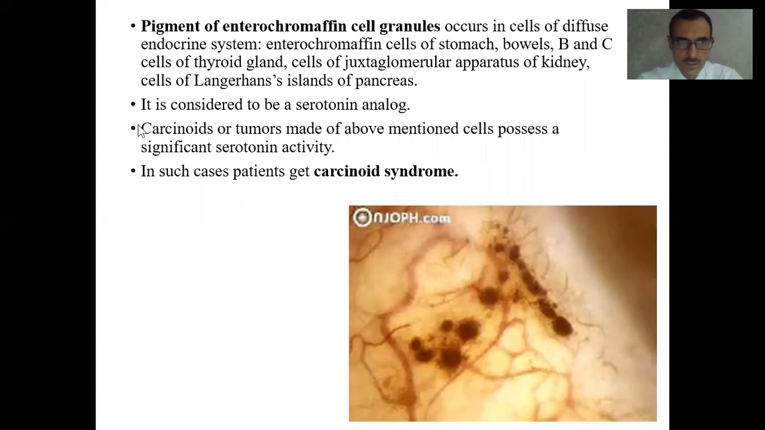Pigment of enterochromaffin cell granules occurs in cells of the diffuse endocrine system: enterochromaffin cells of stomach, bowels, B and C cells of thyroid gland, cells of juxtaglomerular apparatus of kidney, cells of Langerhans islets of pancreas. It is considered to be a serotonin analog. Carcinoids, tumors made of the above-mentioned cells, possess a significant serotonin activity. In such cases, patients get carcinoid syndrome.